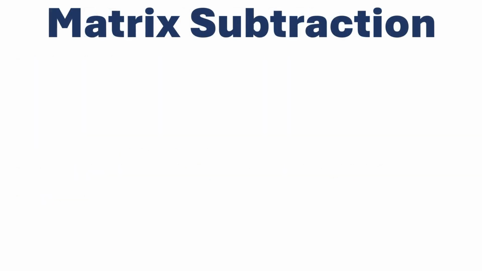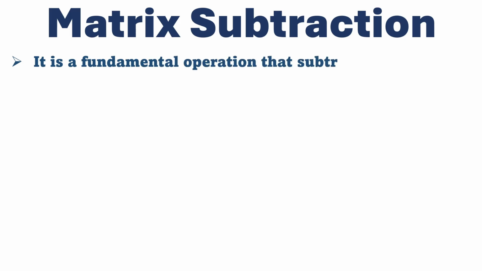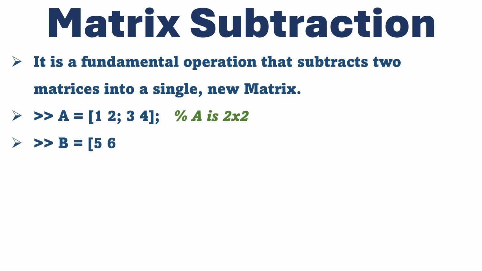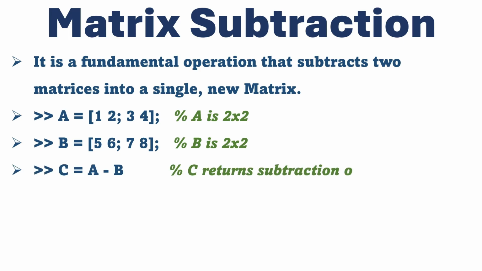Let's look at matrix subtraction. Again, it is a fundamental operation that combines two matrices into a single, new matrix. Taking the same example, A is equal to 1, 2, 3, 4, and B is equal to 5, 6, 7, 8. If I use A minus B and store the result in C, it returns the subtraction of B from A, and we get the result minus 4, minus 4, minus 4, minus 4.